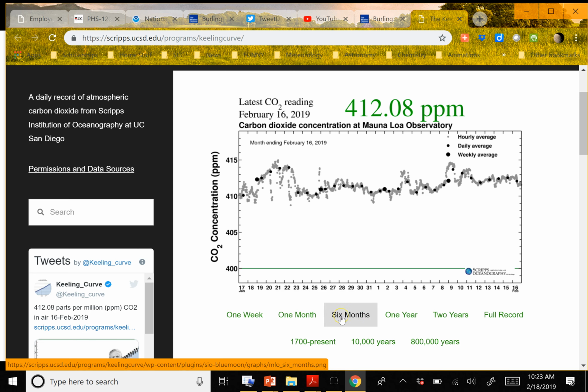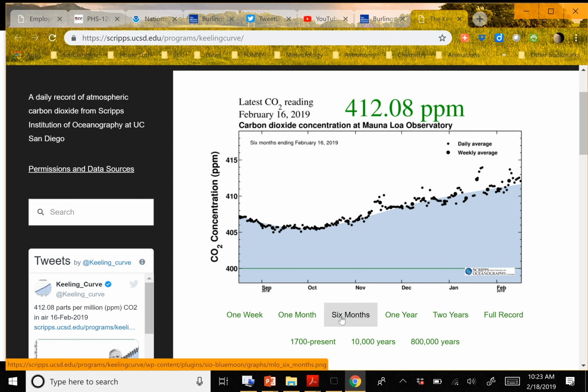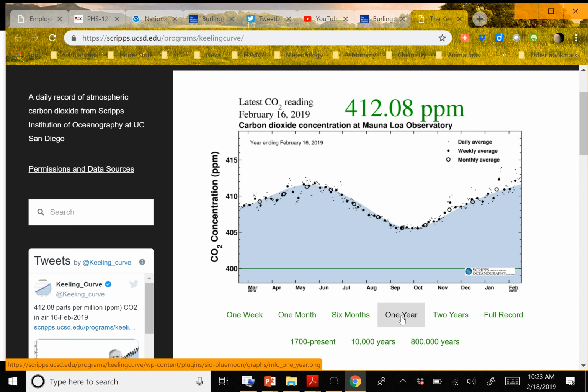6 months. Start to see something. This is a good one. 1 year. 1 year you start to see this, which makes sense. We have our peak CO2 in the spring and our minimum CO2 in the fall. 2 years.